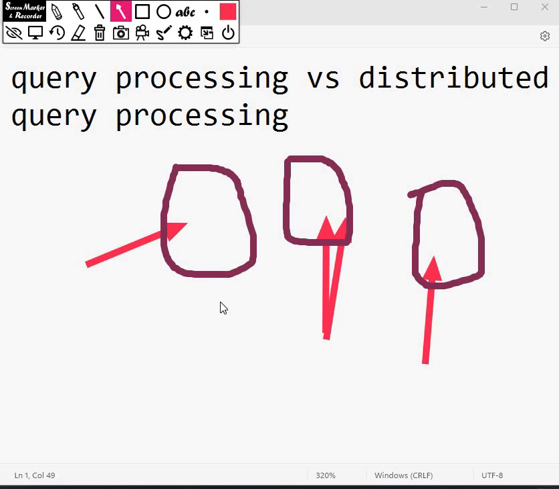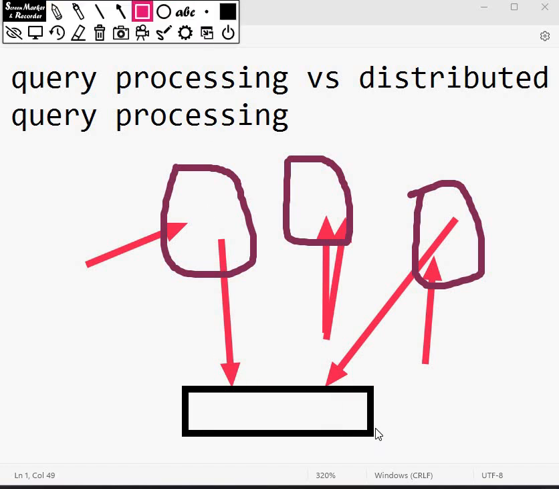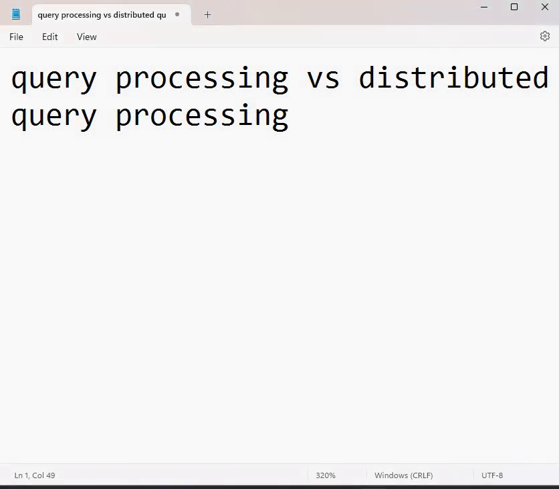So maybe they will fetch the name from this database, right? Then they will get some ID. Using that ID, they will fetch bank details from this database. And then they will combine these results and give you, the user, the exact information you're looking for, right? So that is what distributed query processing is all about.